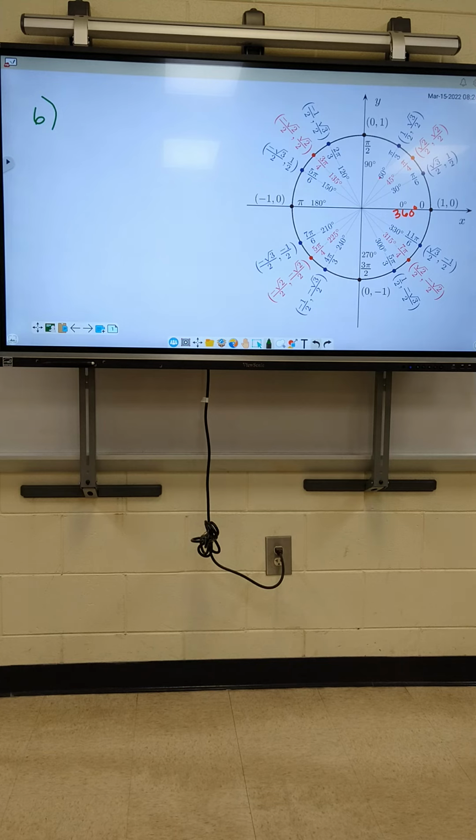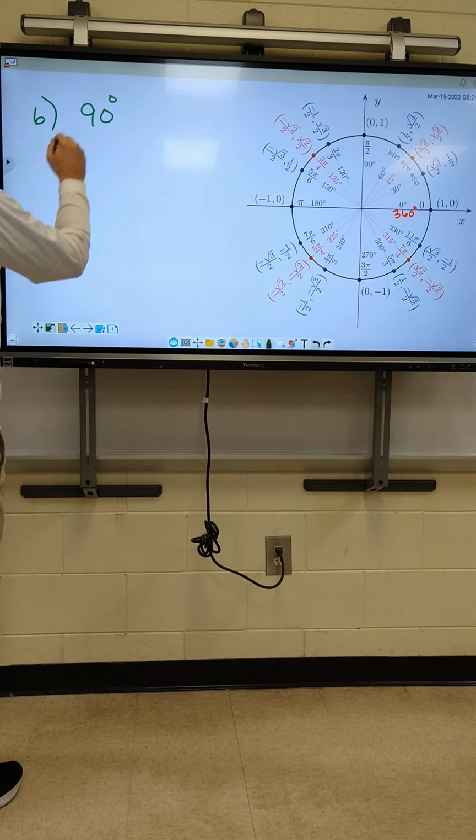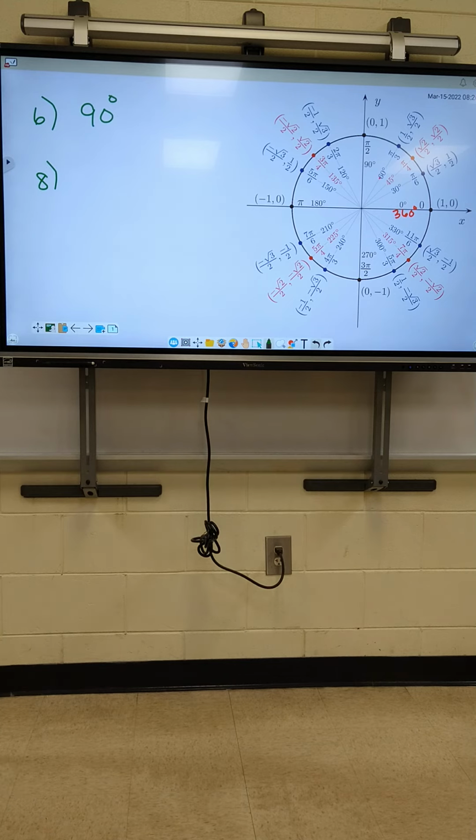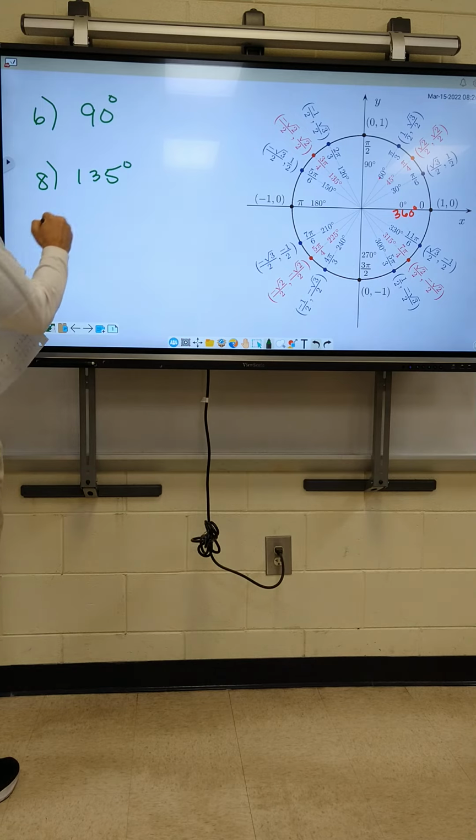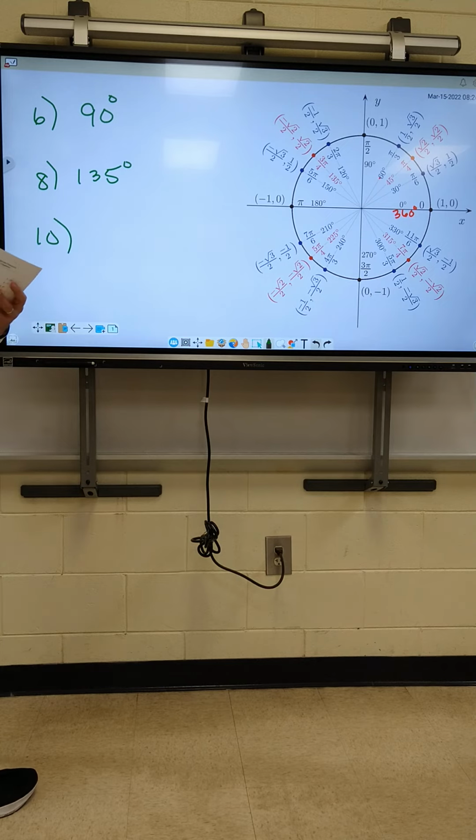Adam, what'd you get on number 6? 90. All right, Adam got 90 degrees on number 6. Kelsey, what'd you get on number 8? 135. Sounds good. Riley, what'd you get on number 10? 240. You guys check those 3 answers there, see if y'all got any question about them before we do the bottom. Levy, we good? CJ, we good?